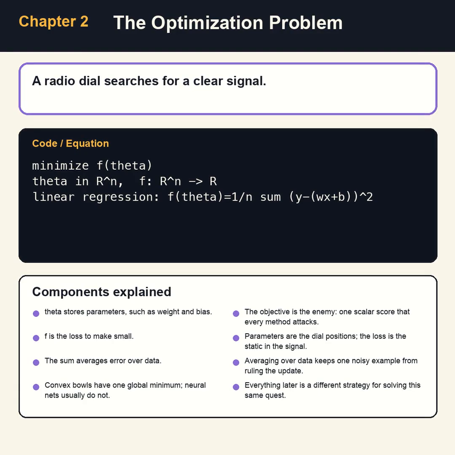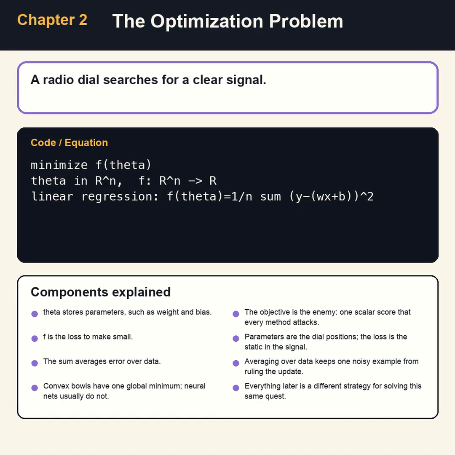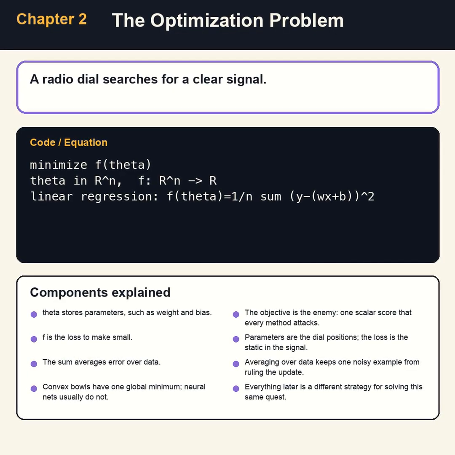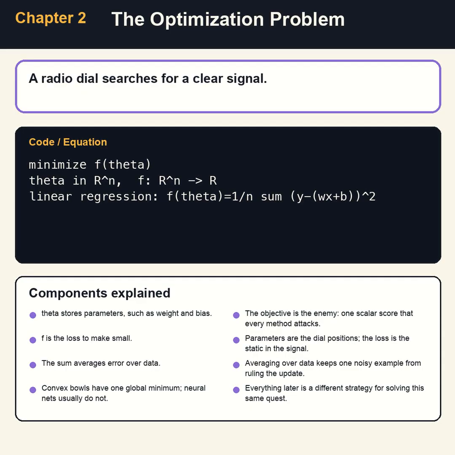The optimization problem. Real-world analogy. Tune a radio dial until the static drops. The parameters are the dial positions, and the loss is the unwanted noise. Choose parameters theta so the loss f of theta is as small as possible. In linear regression, W and B move until predictions match the data.